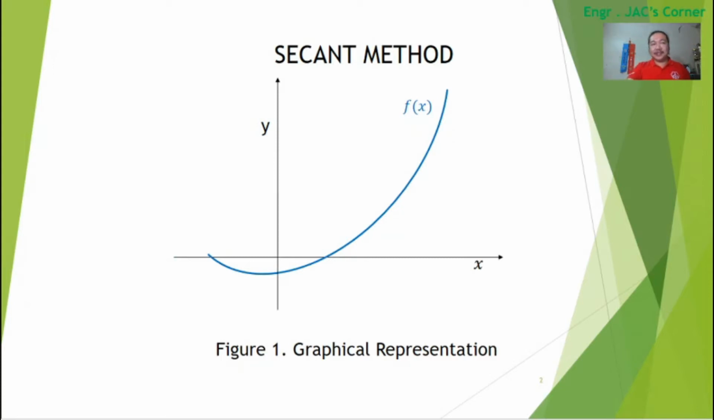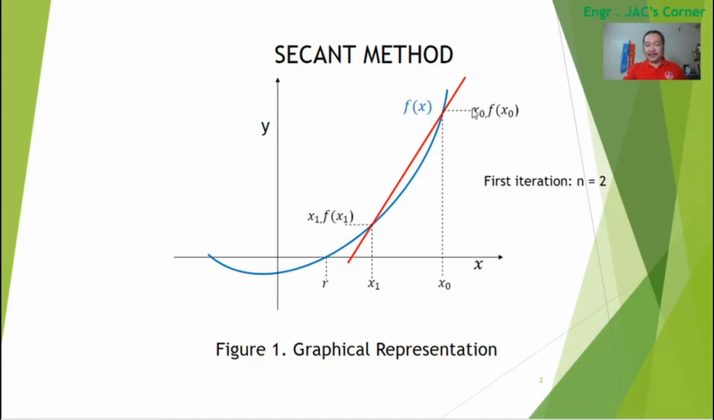Let's discuss briefly the secant method from the Figure 1 graphical representation. For example, this is our curve f of x with the root r lying along the x-axis. The secant method is a root finding algorithm that uses a succession of roots of secant lines to better approximate the root of a function. The secant method can be thought of as a finite difference approximation of Newton's method. However, the method was developed independently of Newton's method and predates it by over 3,000 years.